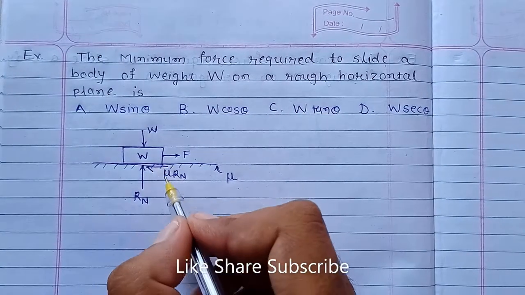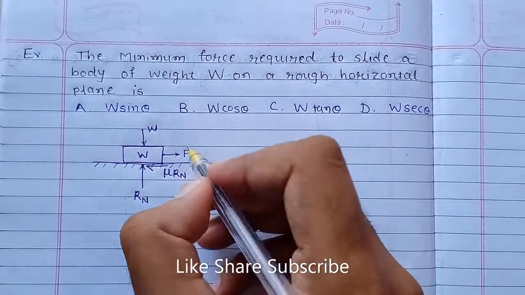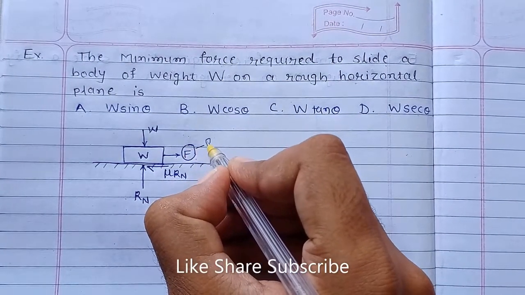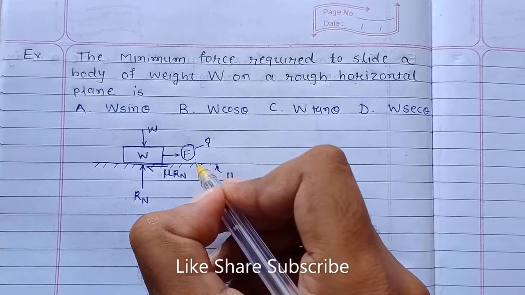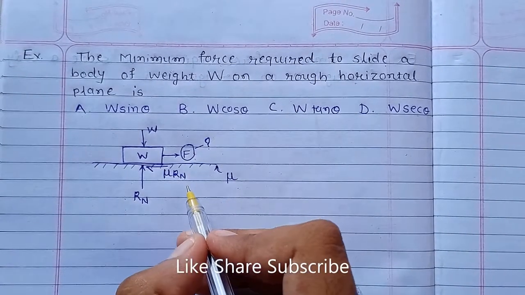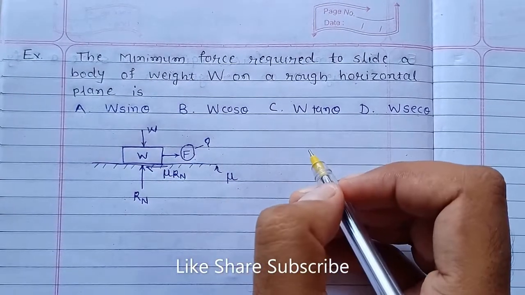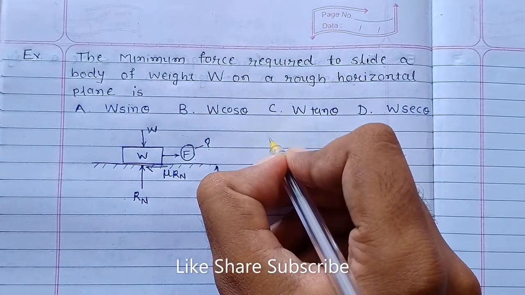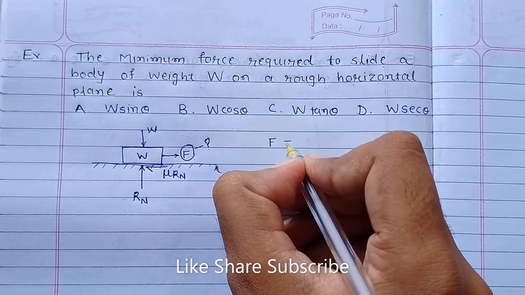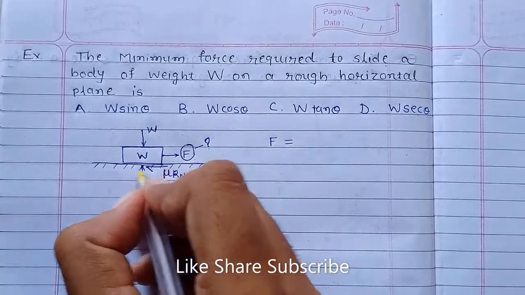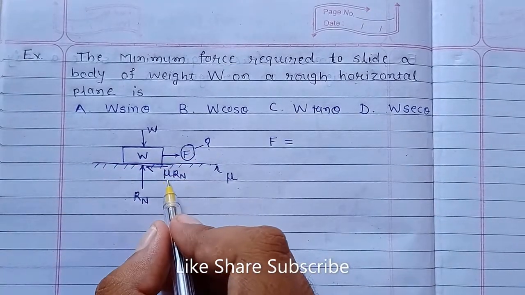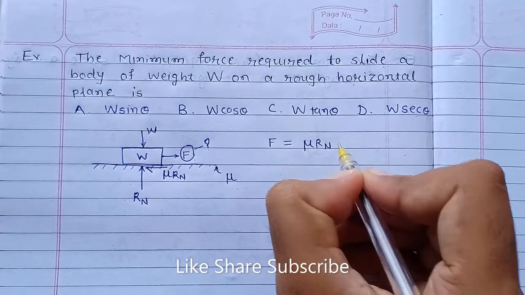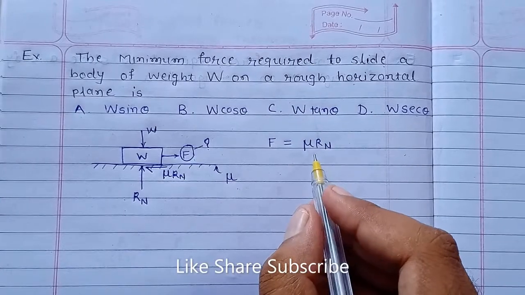So this is the free body diagram of the system. We have to find the minimum force F in such a way that the body will slide. So let's do the equilibrium of this system. For equilibrium, the horizontal force F is equal to the horizontal force mu times Rn. Both are the same, but the direction is opposite.